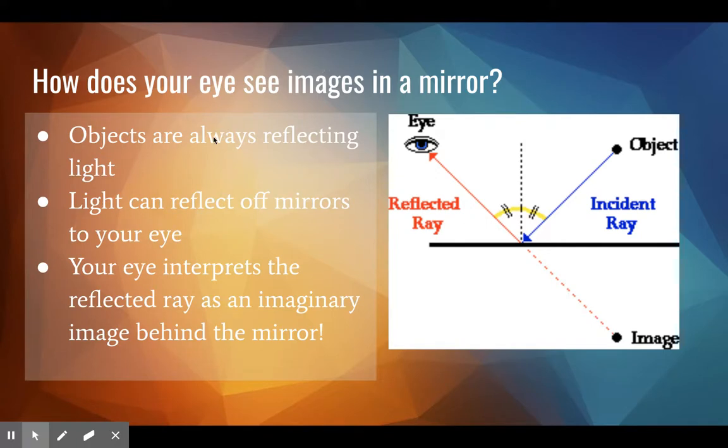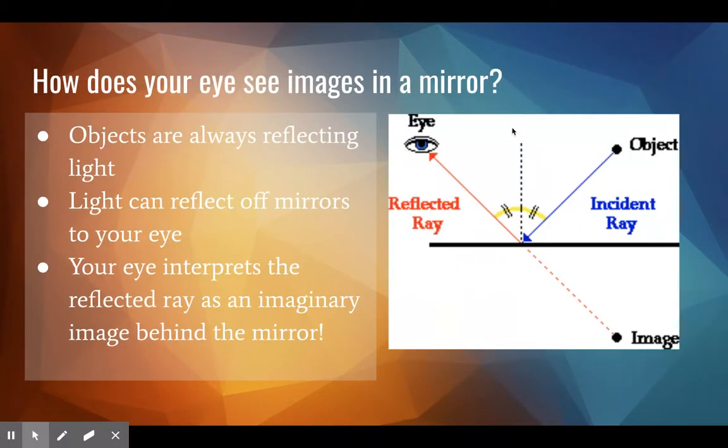So objects around us, even objects that aren't reflective like mirrors, are always reflecting light. When light reflects off a mirror, it sends reflected light rays into your eye, and your eye interprets these reflected rays as an imaginary image behind the mirror. So this diagram needs to be drawn into your notes.